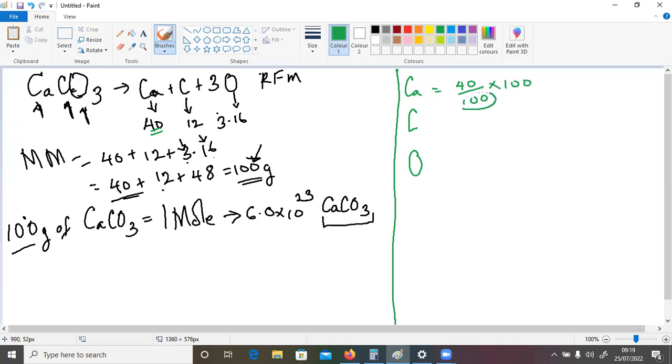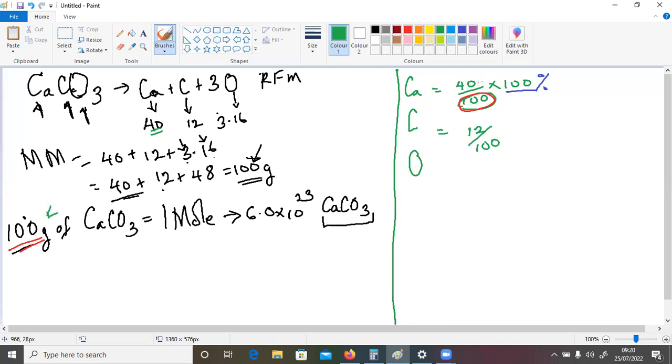Now this 100 there is the total mass. The second 100 is the percent, so we don't get confused by the 100 there. The other item is carbon, which contributes 12 out of the possible 100 grams.